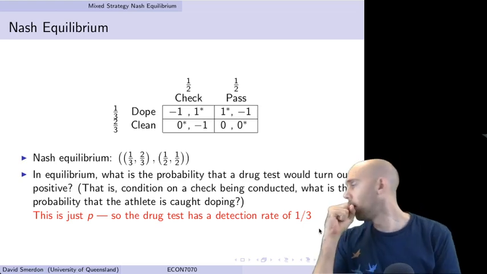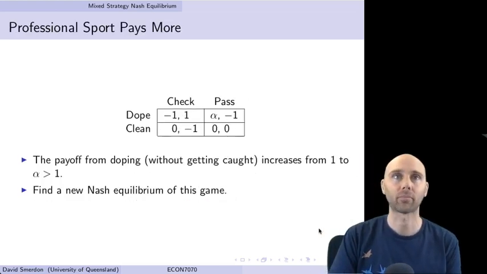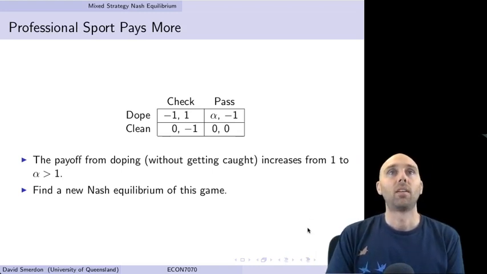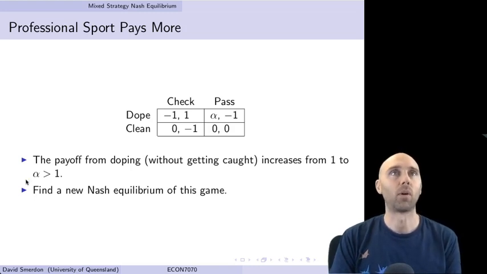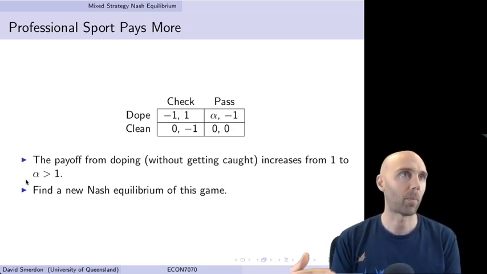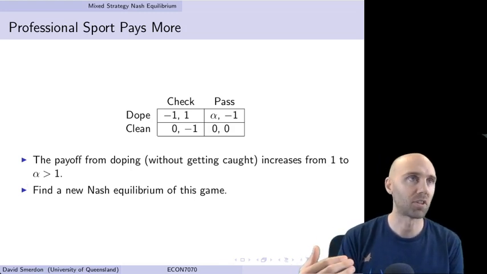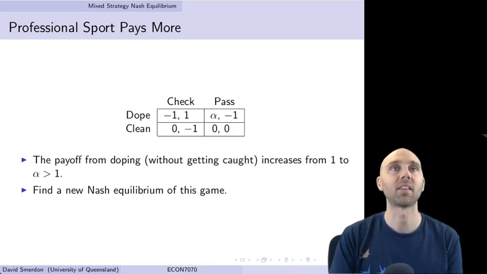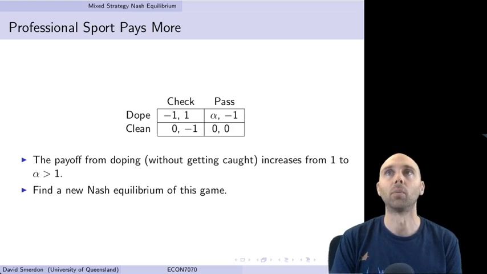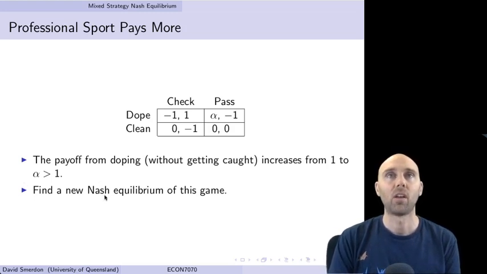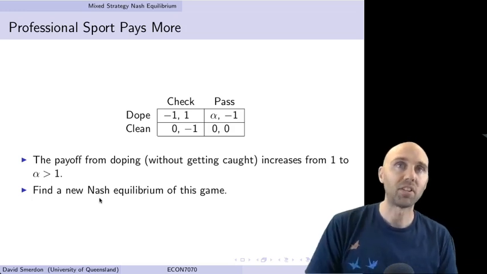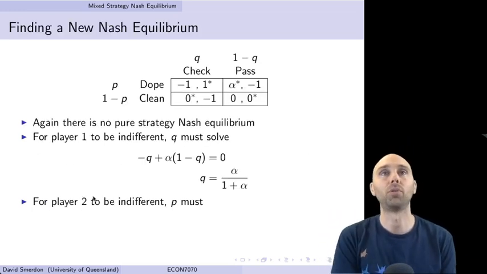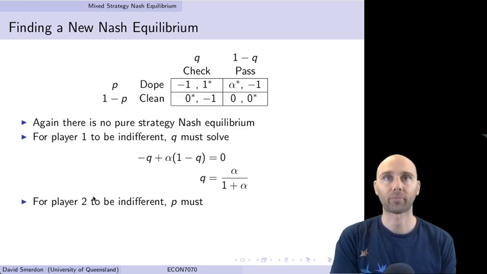Now what happens if the payoff from doping increases from 1 to some number alpha which is greater than 1? In other words, we say that the payoffs have gone up, maybe there's more sponsorship, more prize money, something like this. Let's see how the Nash equilibrium changes. Well, again, the fundamental game structure is the same. It's still matching pennies. There's still going to be no pure strategy Nash equilibrium.